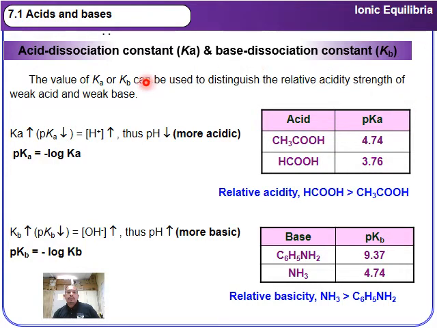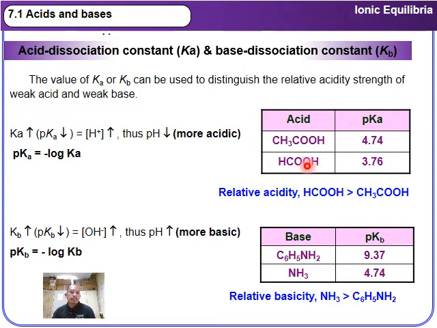Alright, this is the relation between the acid dissociation constant Ka and the base dissociation constant Kb. The value of Ka or Kb can be used to distinguish the relative strength of weak acids and weak bases. As we learned before, if the Ka value is higher, the pKa value is lower. If the Ka value is higher, the concentration of H positive ion is high. Thus, the pH value is lower, which means it is more acidic.